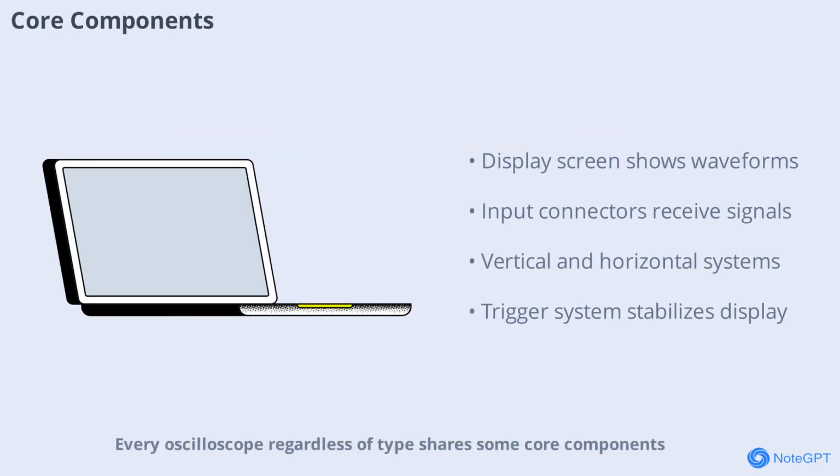Every oscilloscope, regardless of type, shares some core components. The display screen is where waveforms are visualized, while input connectors receive the signals you want to measure. Inside, there's a vertical system for amplifying signals, a horizontal system for timing, and a trigger system to stabilize the waveform. These components work together seamlessly, allowing users to capture and analyze even the most complex electrical signal. Understanding these building blocks is key to mastering oscilloscope operation.